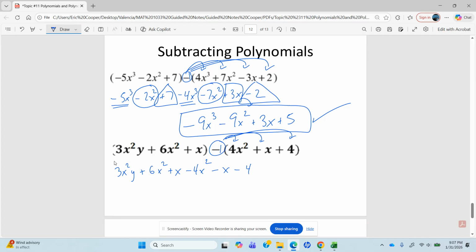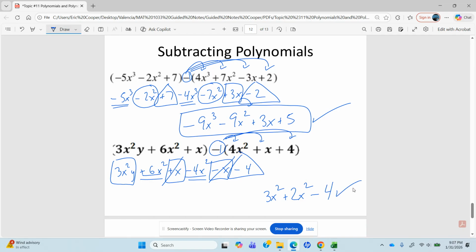Now I have a 3x squared y here. I've got nothing else that has x squared and y. So we'll bring that down as part of our answer. I've got 6x squared minus 4x squared. So 6 minus 4 gives me 2x squared. Here, I've got x minus x. Well, x minus x becomes 0. It just cancels out. So we'll cross it out, and we don't need to put it in our answer. When two things cancel out, just leave it out of the answer completely. The only thing left we have after that is the negative 4. There's no other constants, so we'll bring that down as part of our answer.